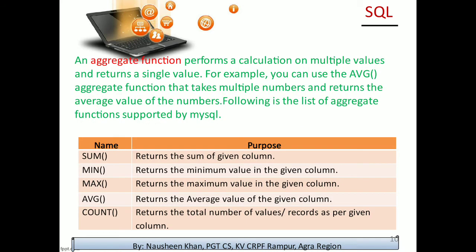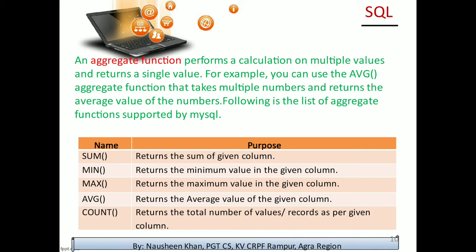Now, we will study aggregate functions. An aggregate function performs a calculation on multiple values and returns a single value. For example, you can use the AVG aggregate function that takes multiple numbers and returns the average value of the numbers. Following is a list of aggregate functions supported by MySQL.